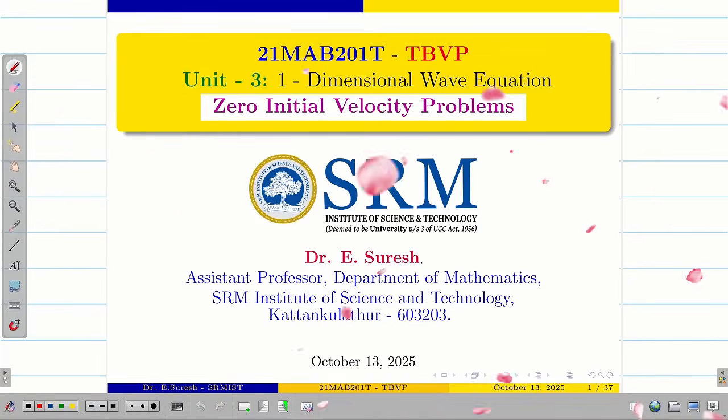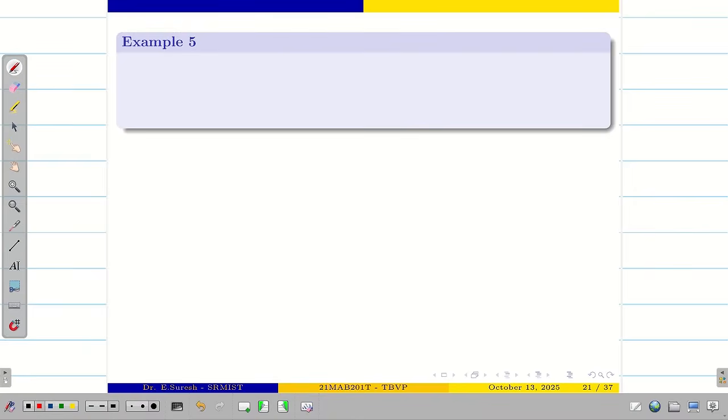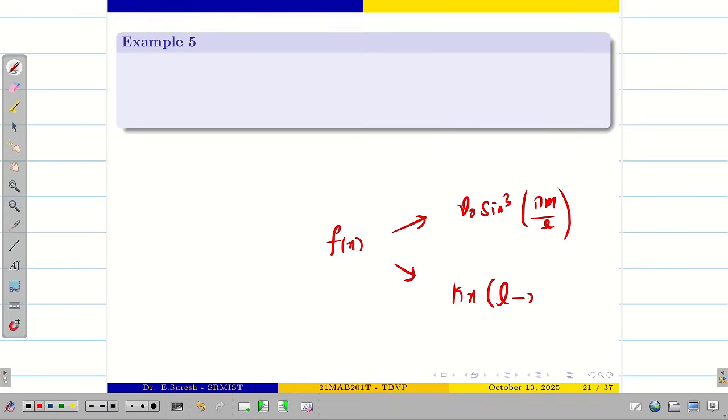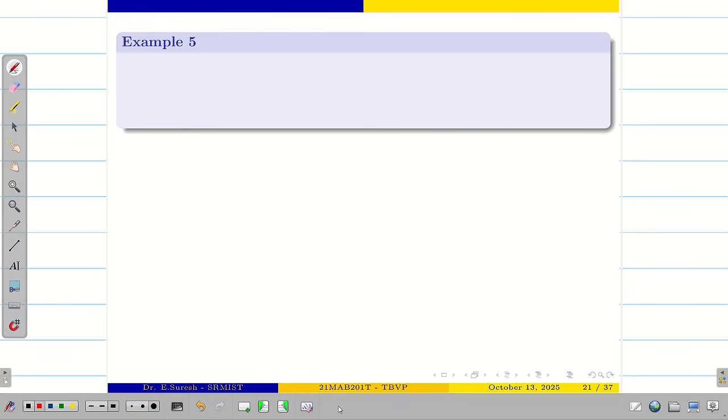Dear students, welcome to an exciting problem solving session on zero initial velocity problems. In the previous video, we were dealing with the function f of x. It might be a trigonometric function like v naught sine cube pi x by L or simply v naught sine pi x by L, etc. On the other hand, it is kx into L minus x or simply x or x square, etc. In today's session, we are going to see a problem which does not give any information about f of x. Let us go into the problem.